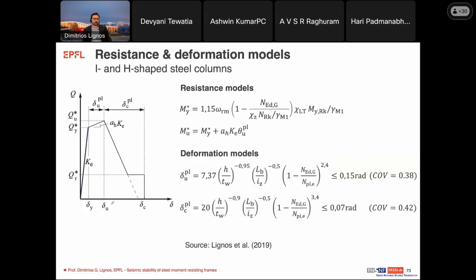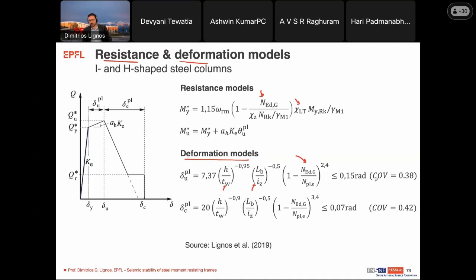And these models would look like that. So essentially for each component now, you have a resistance model as well as a deformation model. The resistance model will give you the effective yield strength and ultimate strength by taking into account aspects related to axial load ratio or lateral torsional buckling of your element. And deformation models to predict the plastic rotation capacity of various elements would be a function of geometric properties of the cross-section, such as the web slenderness or member slenderness, as well as the axial load ratio.